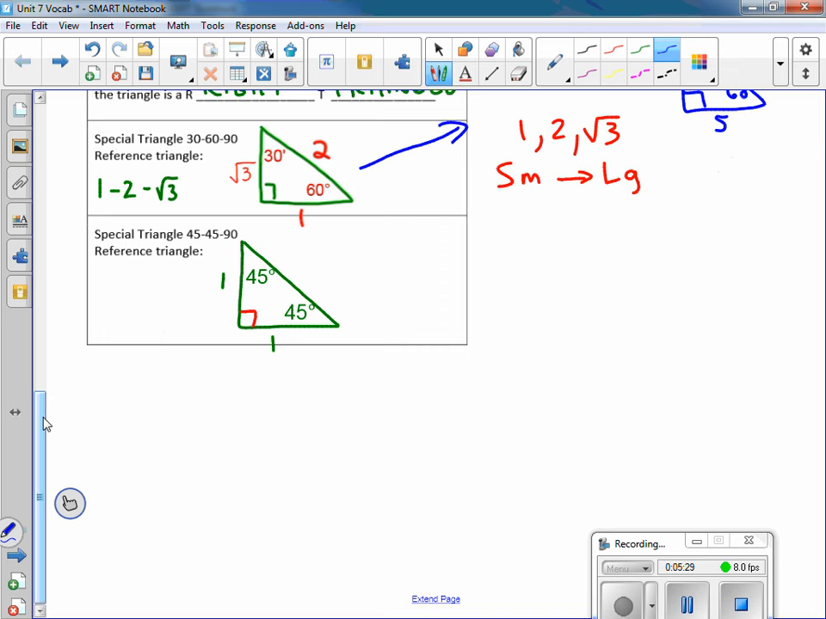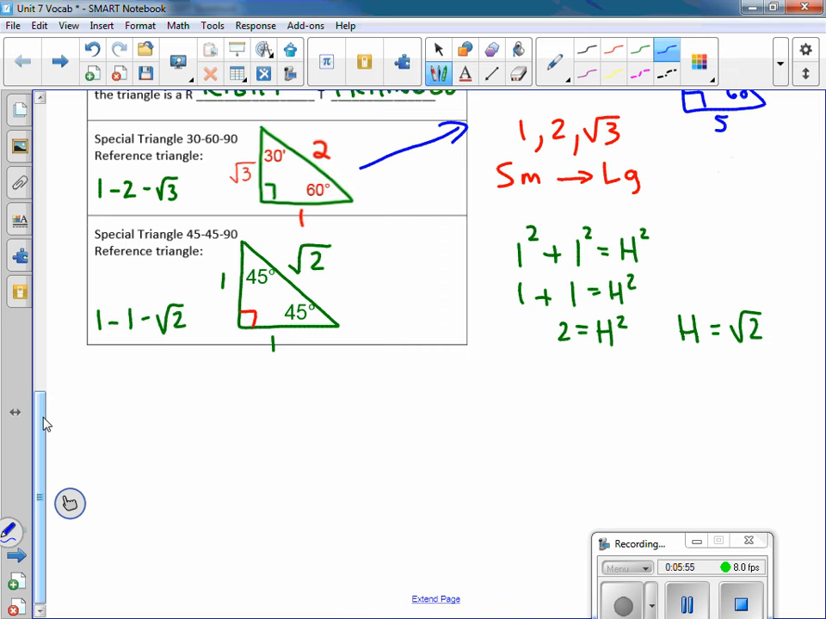Next one is the 45, 45, 90 triangle. And so if we wanted to look for the hypotenuse of this triangle, I could take 1, square it, and 1, square it, and that gives me the hypotenuse squared, because it's a right triangle. Once I square this, I get 2 equals h squared. Then I would take the square root of both sides, and I get h is equal to square root of 2. Okay, so again, you're going to memorize these sides. So for a 45 triangle, it's 1, 1, square root of 2. Okay, cool. The thing is that both of them have a square root in them. It's just that it's a different number that's in it. Okay, so just keep that in mind.